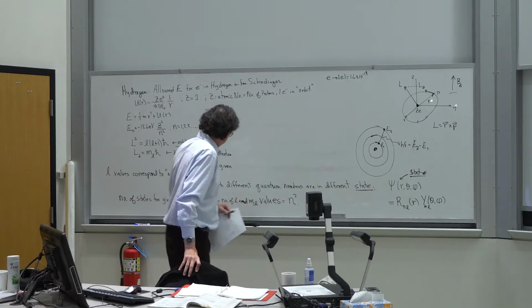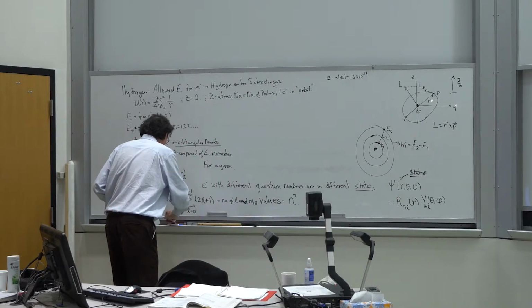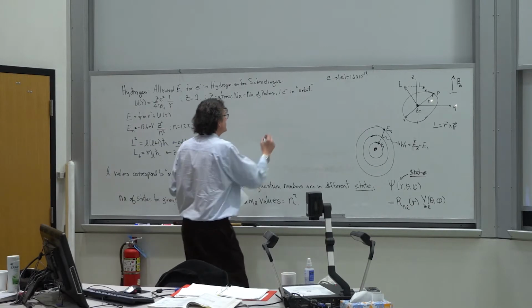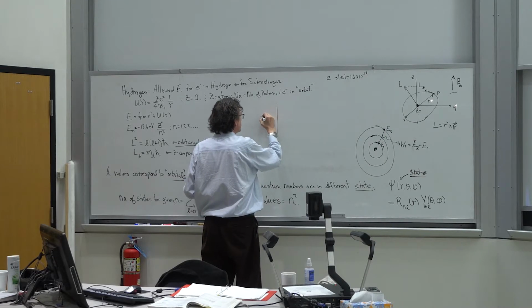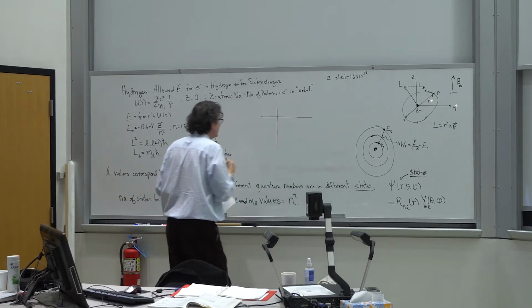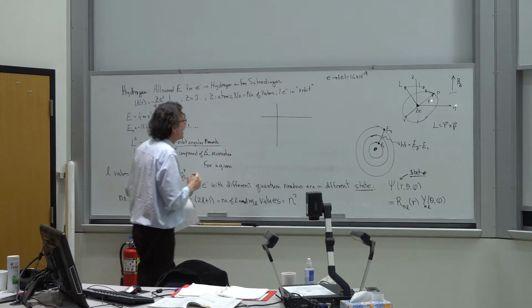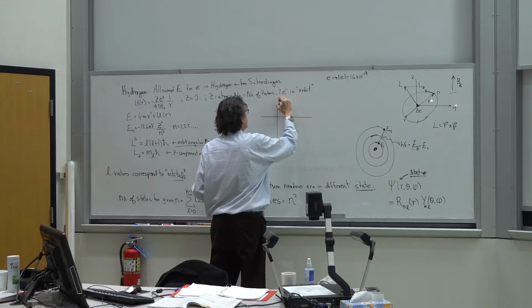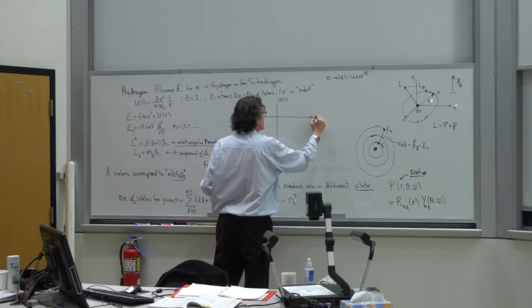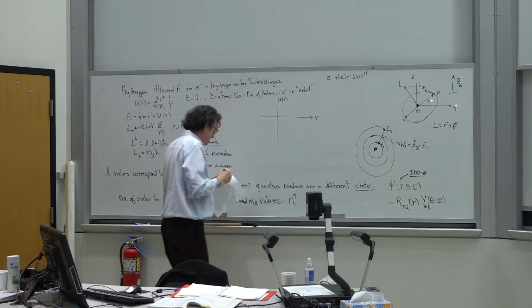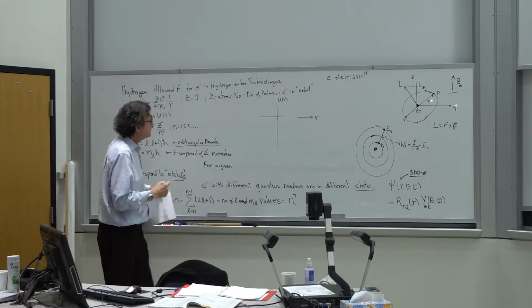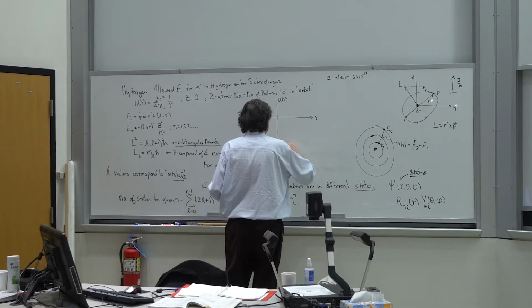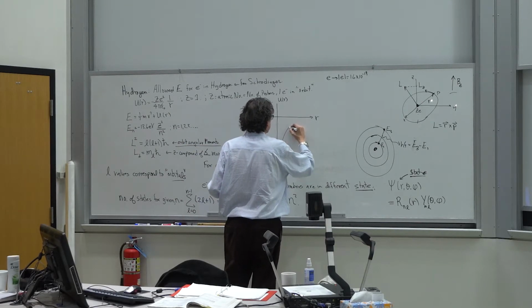I'm looking for my chart. There. So just as we did with the case of the square well potential, I can draw either the potential function or the total energy as a function of the distance r from the origin. And of course, the origin is where the proton is.